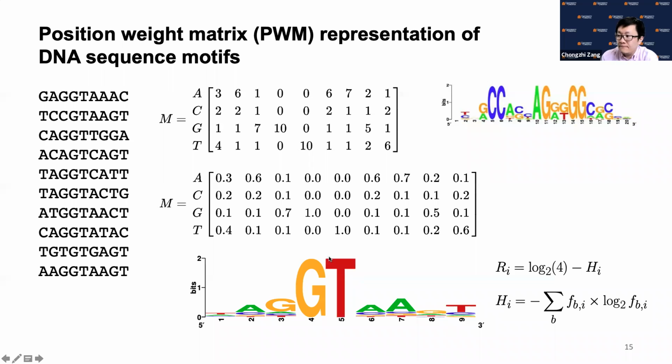Intuitively, we can imagine that if a position is very clearly one base, for example this position has to be G, then the information content is very high, meaning that we can for sure determine that this position has to be 1 base, and it has 2 bits of information. These 2 bits mean that they can separate 1 out of the 4 possible bases.